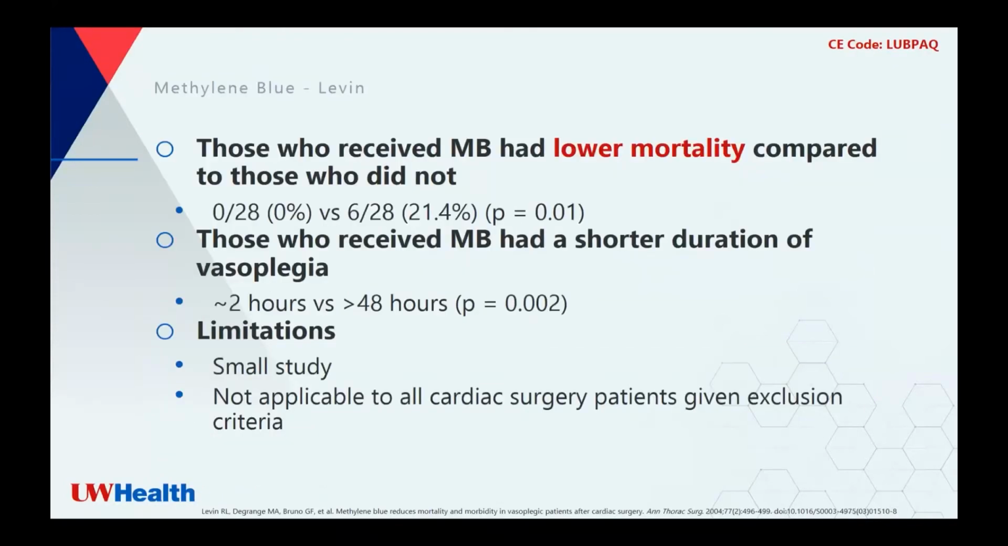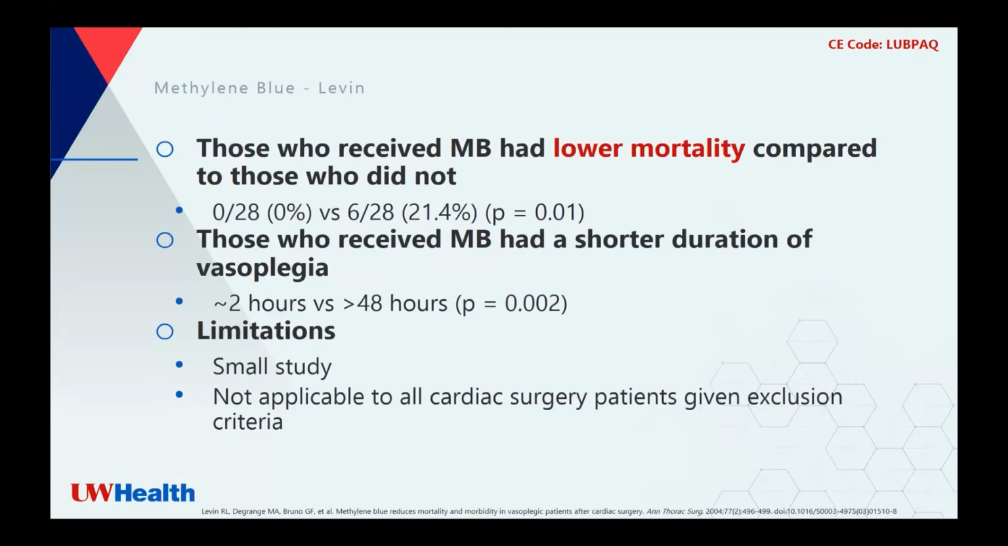Those who received methylene blue had a lower mortality rate compared to those who did not, with a significant p-value of 0.01. Additionally, those who received methylene blue had a shorter duration of vasoplegia of about 2 hours. Those who did not receive methylene blue had a longer duration, with almost 30% of patients who did not get methylene blue having a duration longer than 48 hours.